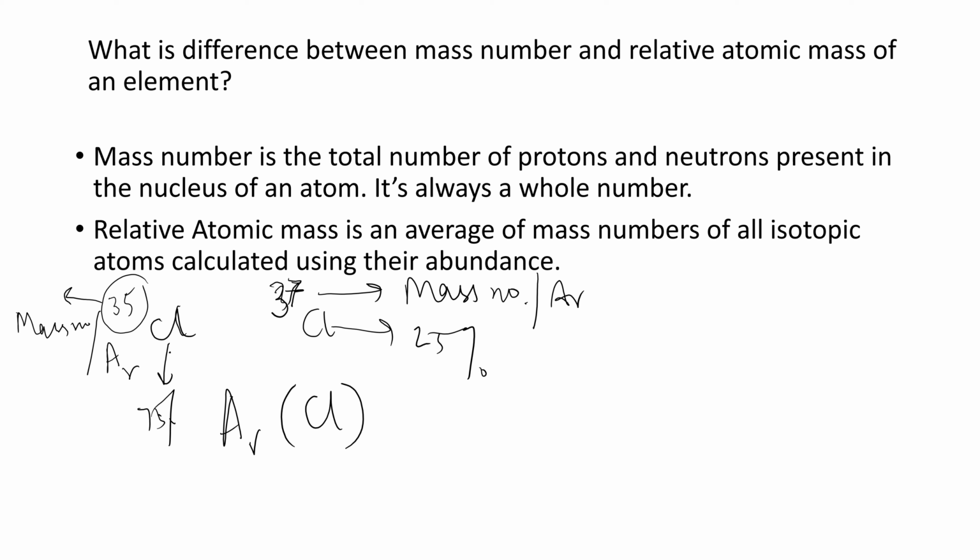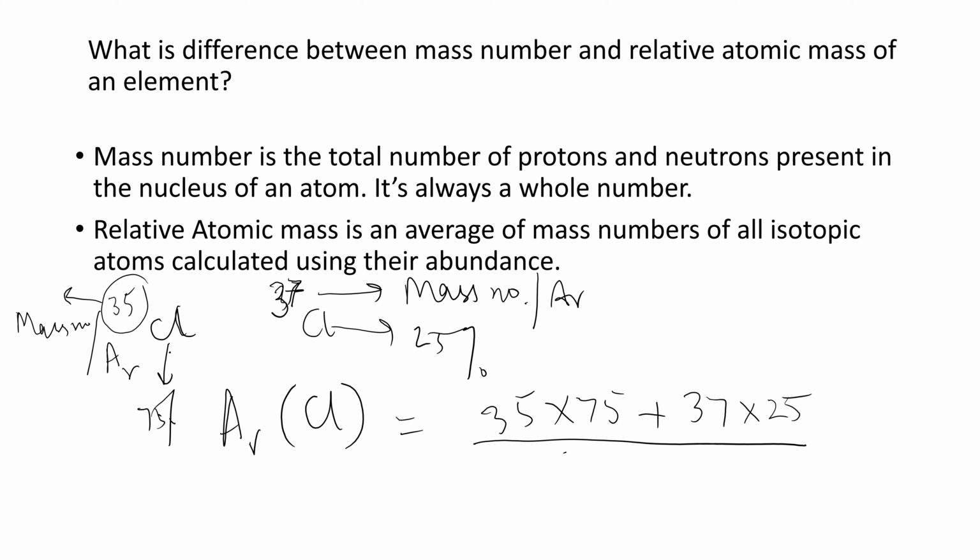So we multiply mass number of each isotope with its abundance, add them up and divide by total abundance. So (35 times 75 plus 37 times 25) divided by the total abundance, which is 100%. Now this gives us 35.5. So relative atomic mass of chlorine is 35.5.